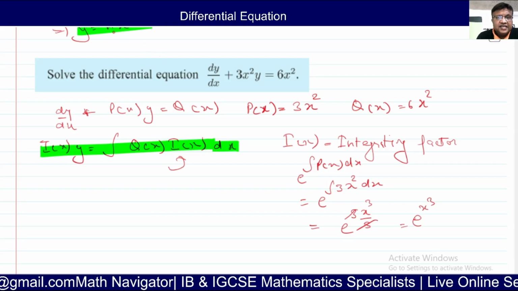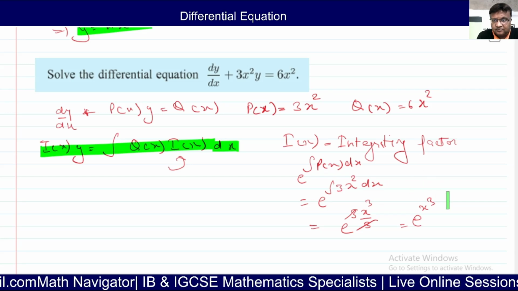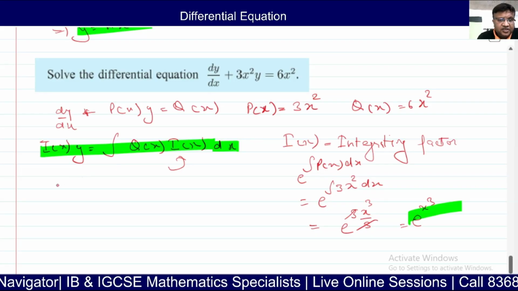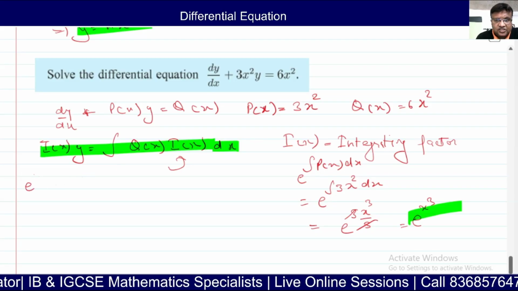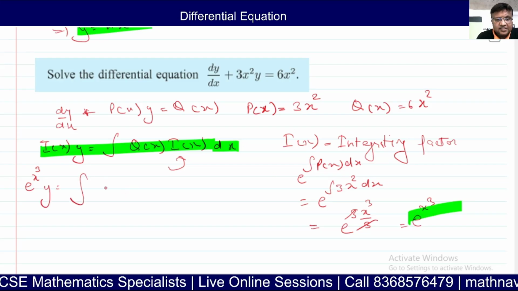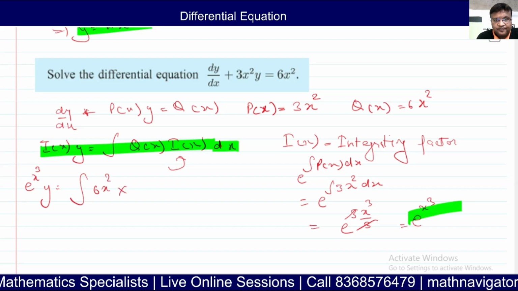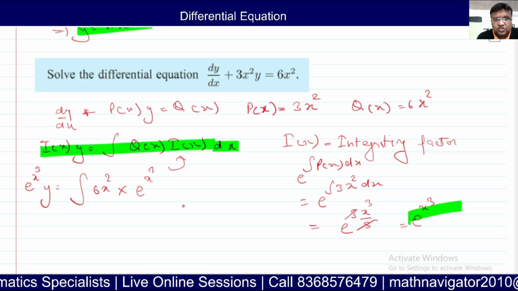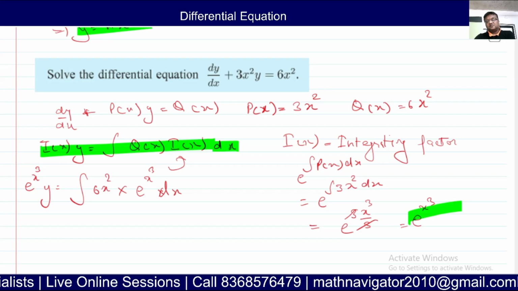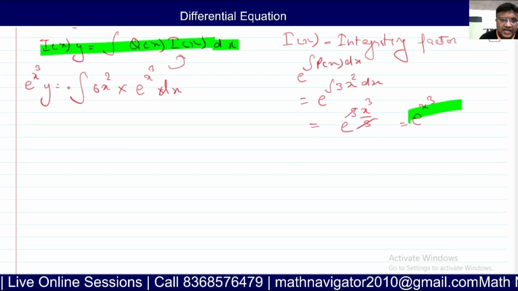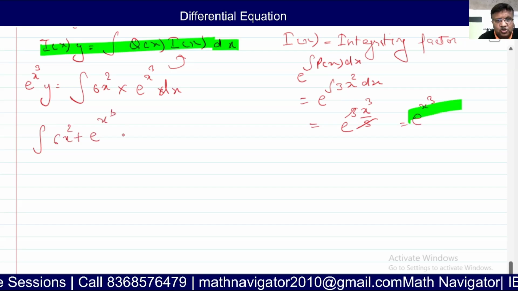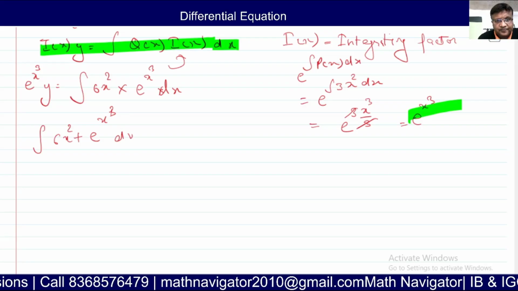So this is my integrating factor, right? Now I have to substitute it in here. So e raised to the power x cubed times y is equal to integration of Qx. What is Qx? 6x squared times Ix, which is e raised to the power x cubed, dx. Now this is the integration which I need to solve. So 6x squared times e raised to the power x cubed dx. Now how will I solve it?